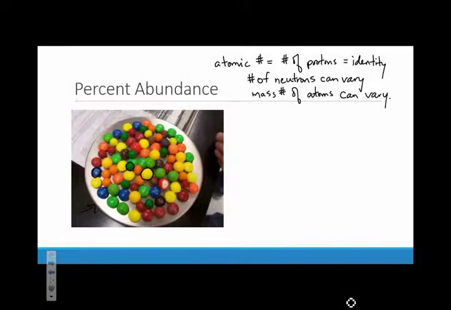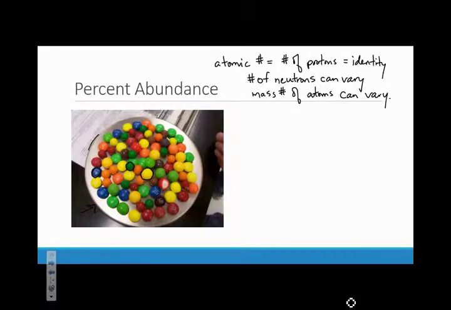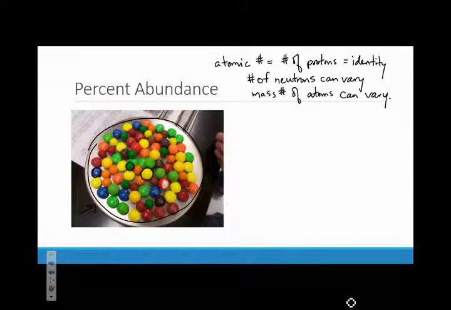Now, if I somehow wanted to represent the mass of the candy, I would need to figure out the masses of each individual type and then multiply them by what's called their percent abundance, because I can't just average the masses of M&Ms with the mass of Skittles, because I don't necessarily have the same amounts of Skittles and M&Ms in this collection. So it's kind of like atoms.